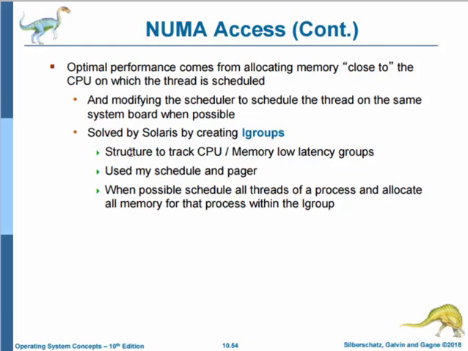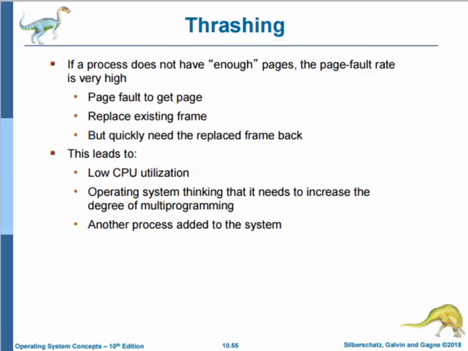In this particular case, this was solved by Solaris by creating lgroups, wherein they created a structure to track the CPU and memory low-latency groups, and they modify the scheduler and pager. Then when possible, they schedule all threads of a process and allocate all memory for the process within the lgroup.